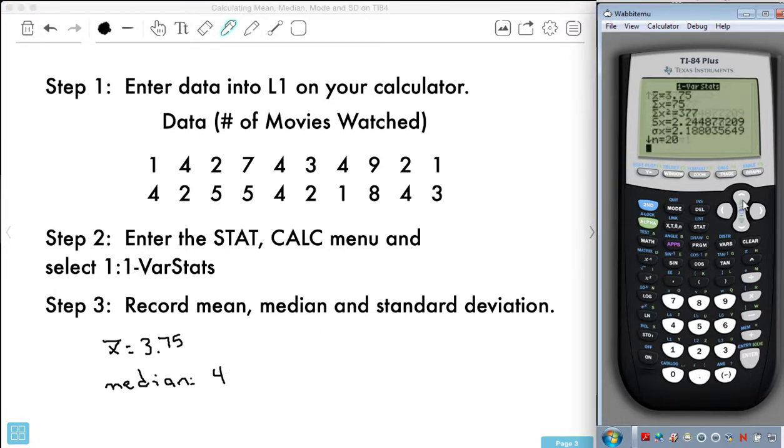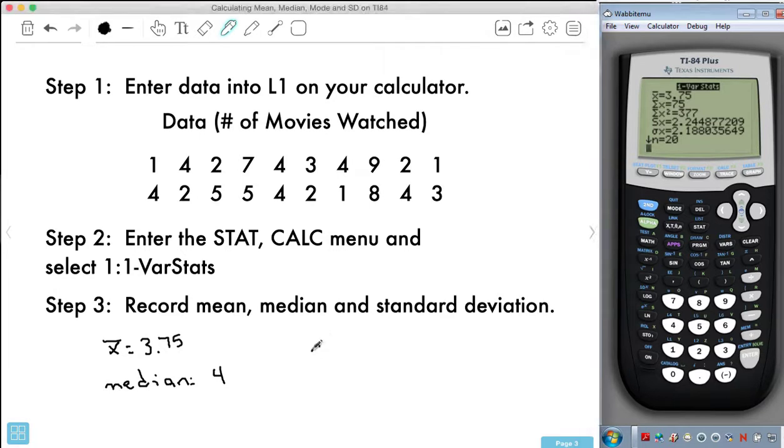And my standard deviation, there are two standard deviations reported by the calculator, a population standard deviation and a sample standard deviation. We're always interested in the sample, that's the Sx here. So my standard deviation is 2. Let's round to 2 decimal places. So let's call it 2.19.